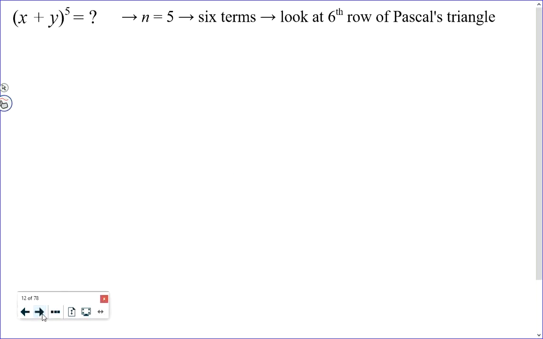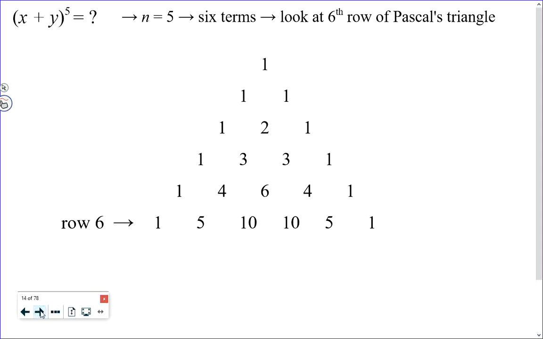What was new yesterday was we saw there was a connection between those 6 terms and the numbers in the 6th row of Pascal's triangle. So yesterday we would have to look at the 6th row of Pascal's triangle. There's Pascal's triangle up to the 6th row. What does that mean? It means that we need to make use of these 6 numbers: 1, 5, 10, 10, 5, 1.